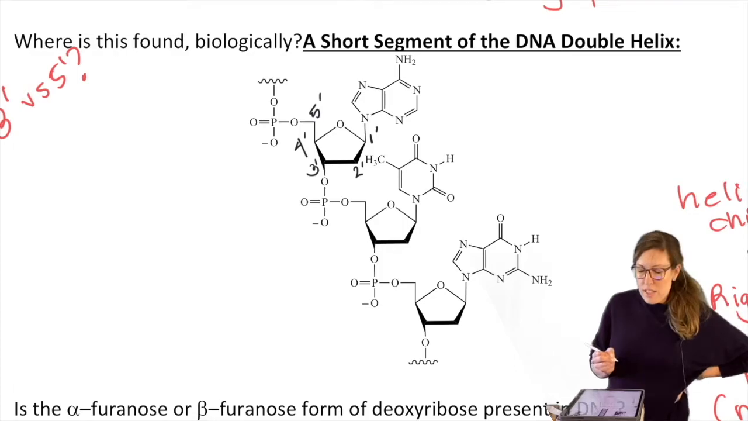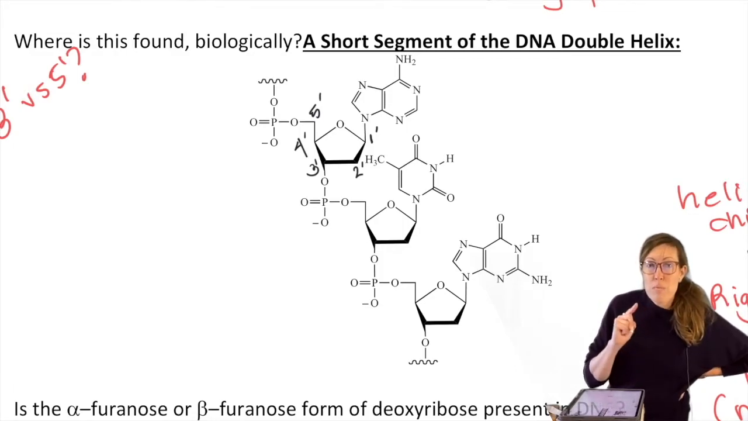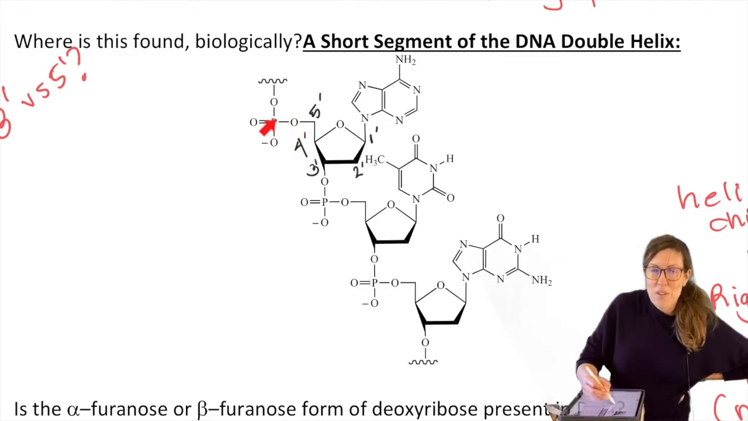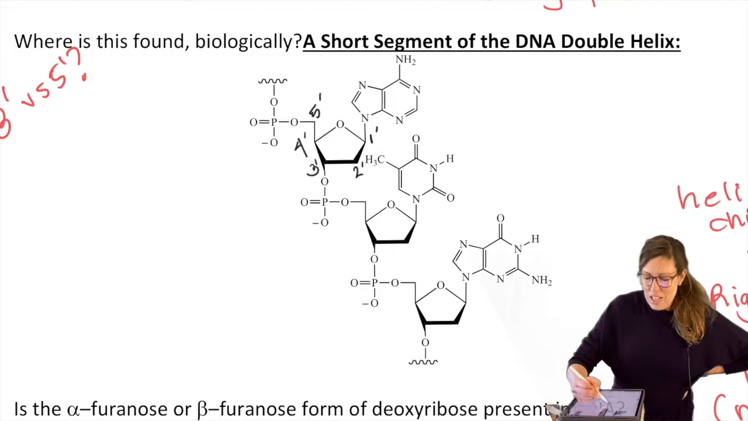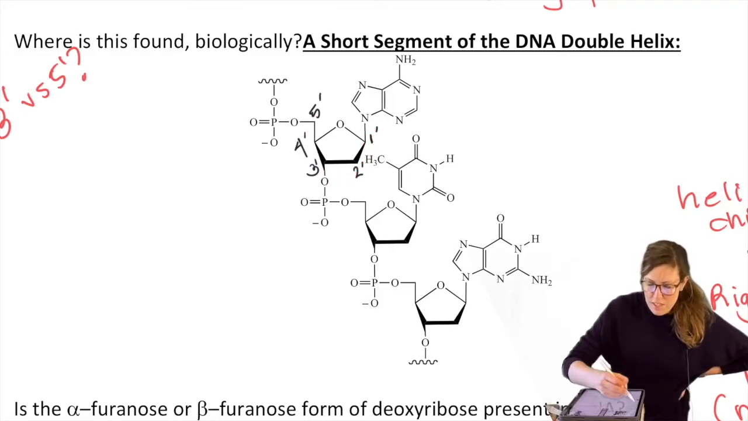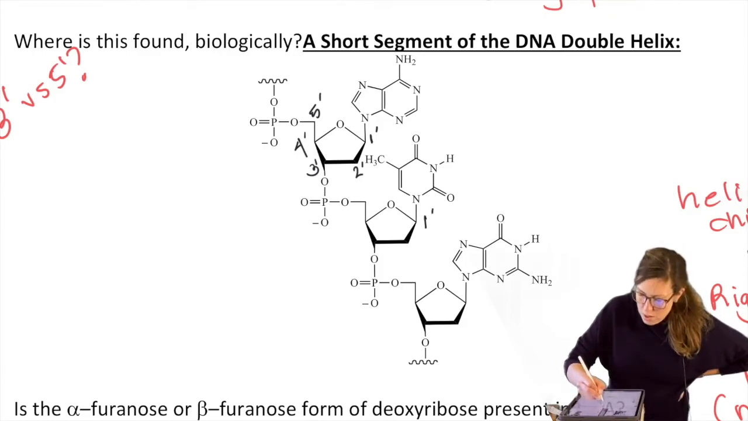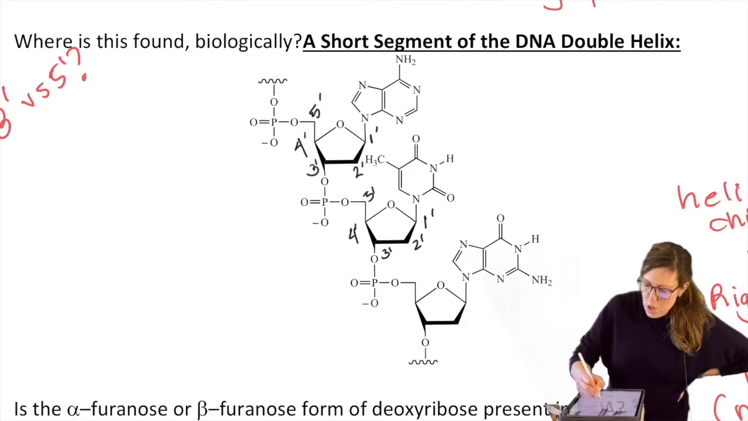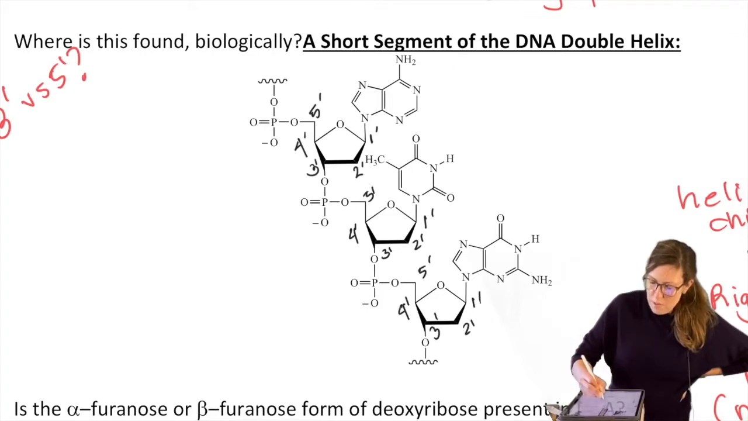So notice that the anomeric carbon is 1', and the carbon that's part of the CH2OH is the 5'. It used to be CH2OH, the former CH2OH. It's actually now CH2O-phosphate. Okay, so now we're numbering. A couple other things. If we keep numbering, let's do it on each of them. 1', 2', 3', 4', 5'. 1', 2', 3', 4', 5'.